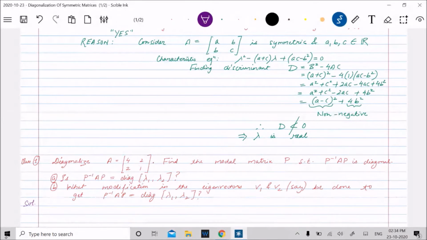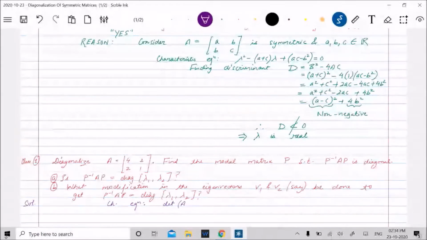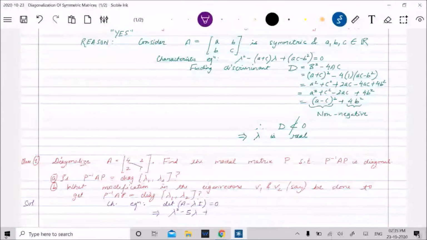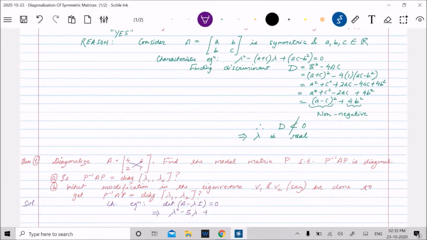I'll be starting with the characteristic equation as I always start. Characteristic equation, and you all know that that is determinant of A minus lambda I equal to 0. However, this formula is just a formal formula. We don't actually use it because it will take too much time. We use this shortcut trick: lambda square minus trace of A times lambda plus determinant of A equal to 0. What is trace of A? You can see that trace of A is 4 plus 1 is 5, and that will give you 5 lambda, plus determinant of A, and determinant is 4 minus 4, that is 0. So determinant is 0, equal to 0.